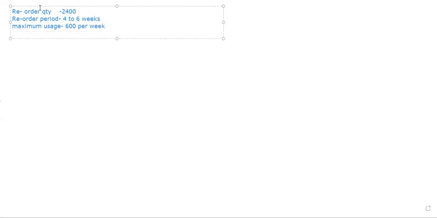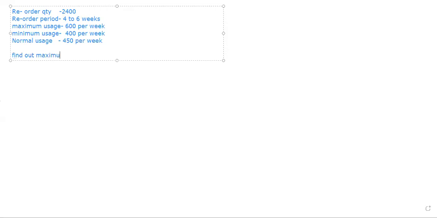Then when they give a maximum, the information will also be provided for the minimum usage, which is going to be 400 per week. And the next one is normal usage, which is 450 per week.